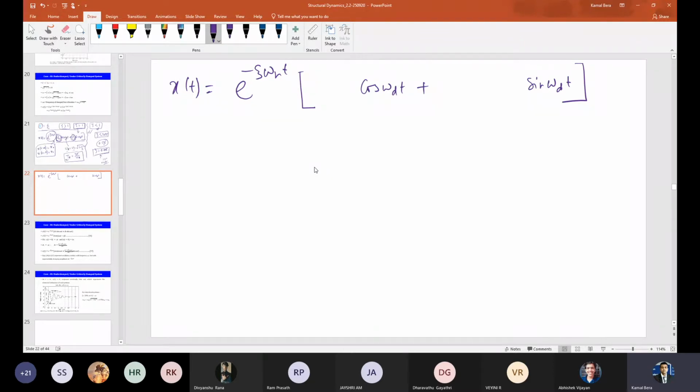What is this? What is this? Tell me. Remember that this is omega n. Okay, zeta omega n. This is omega d. So what is the C1 value you have got? The first constant.